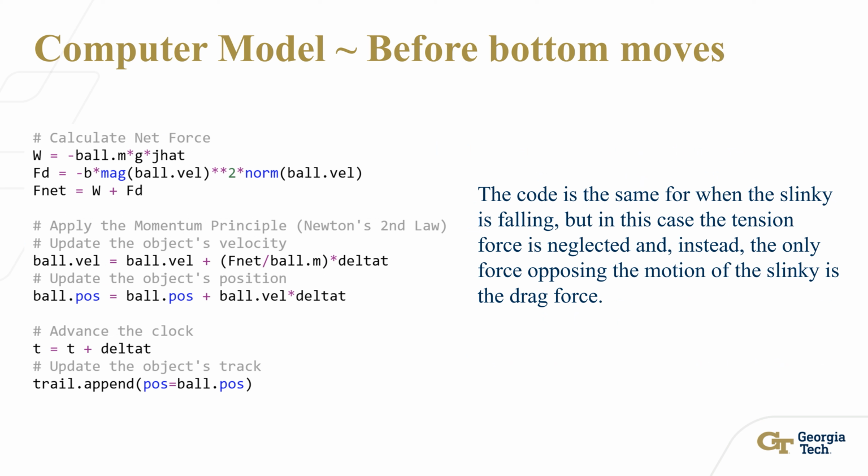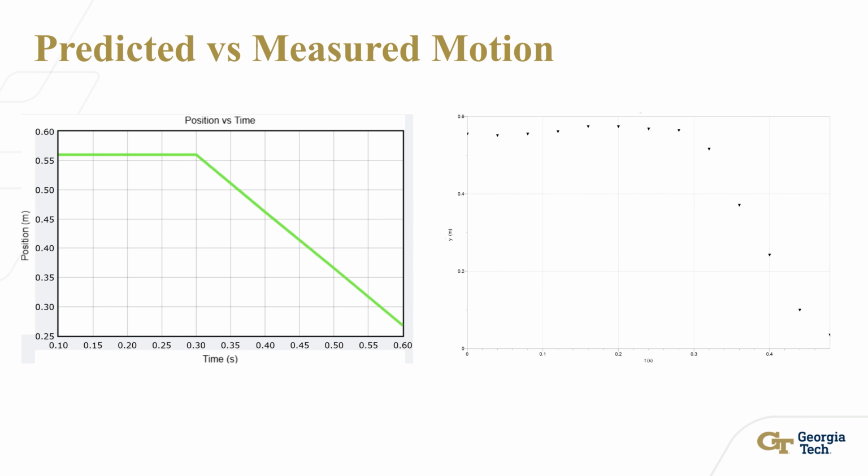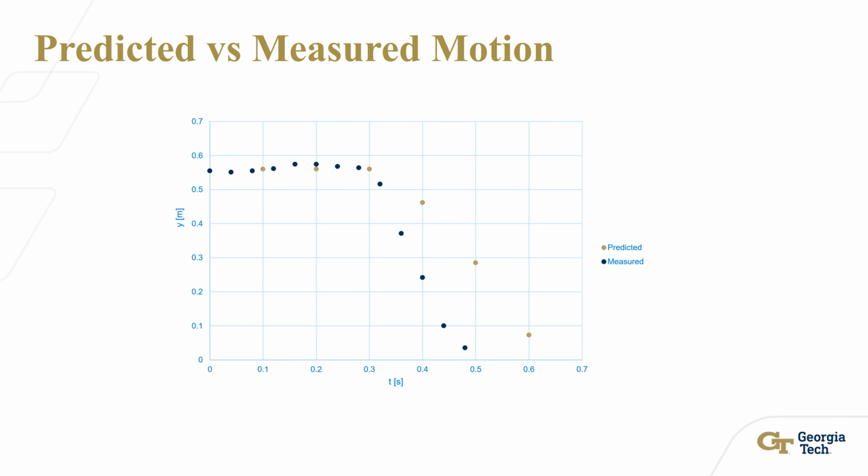The plot to the left is generated with a computer model, whereas the plot on the right is generated with Tracker. When plotting both datasets on the same graphs, it can be seen that both the predicted and measured motions follow similar trends. The bottom of the slinky remains stationary at first, and then the bottom starts falling with some acceleration, although the predicted model shows a lower acceleration than the measured model.